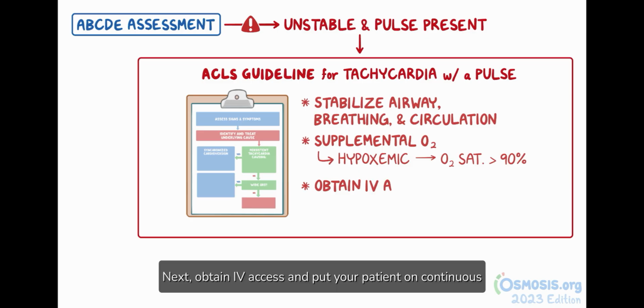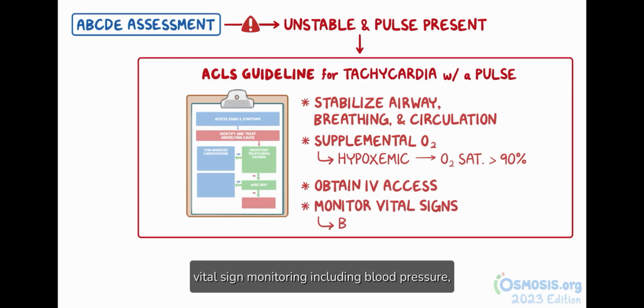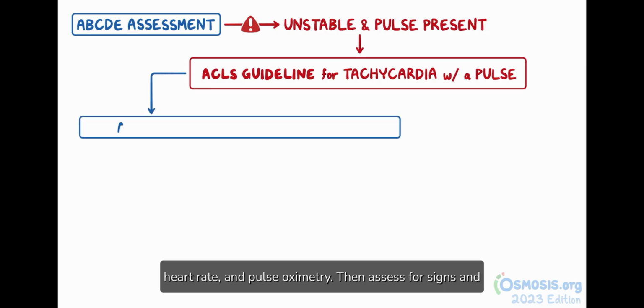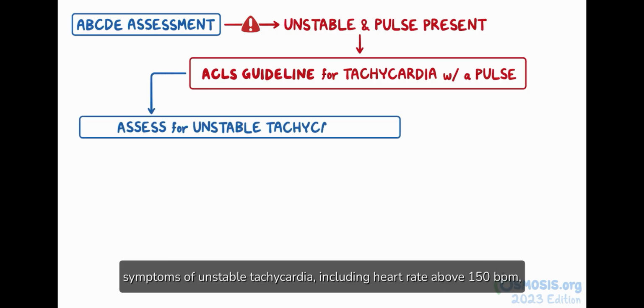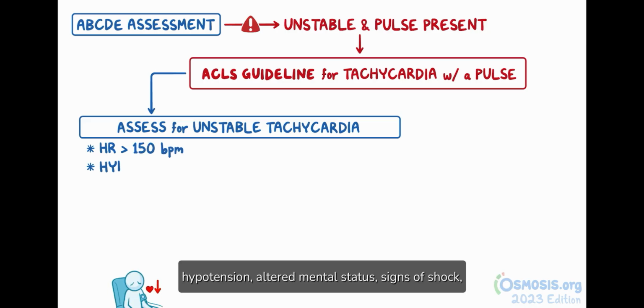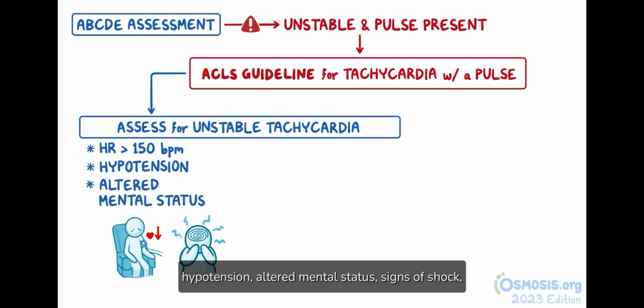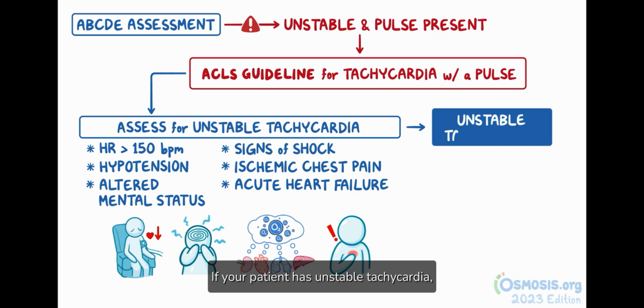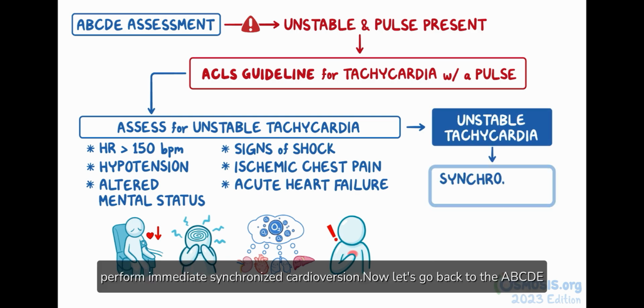Next, obtain IV access and put your patient on continuous vital sign monitoring, including blood pressure, heart rate, and pulse oximetry. Then assess for signs and symptoms of unstable tachycardia, including heart rate above 150 beats per minute, hypotension, altered mental status, signs of shock, ischemic chest pain, or acute heart failure. If your patient has unstable tachycardia, perform immediate synchronized cardioversion.